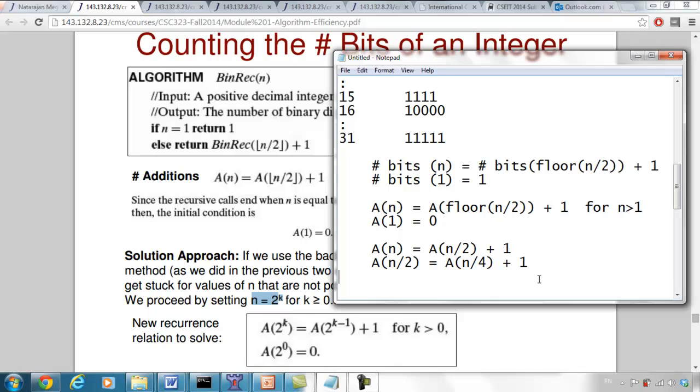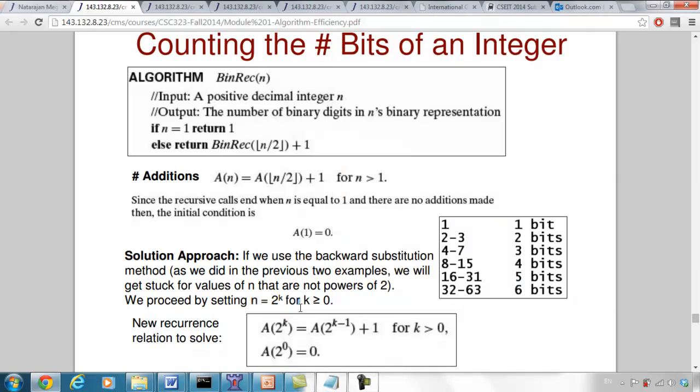And then if I need a of n over 4, it is a of n over 8 plus 1. Okay, so this is the kind of substitutions I need. So you see here, essentially, these are exponents of 2 that are involved. So that's why we are replacing n to be equal to 2 raised to k for some k greater than or equal to 0. If k is 0, n is equal to 2 raised to 0, which is 1.